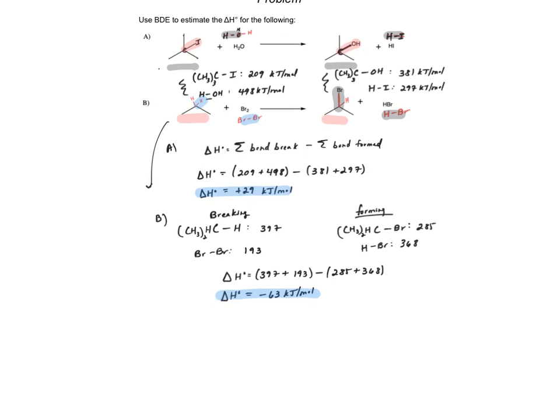Again, these values that we've used in here will have to be given to you, right? You can't just make this stuff up, but you do have to know exactly what types of bonds are being broken and be able to identify that in the table, right? Same thing with the bonds being formed.